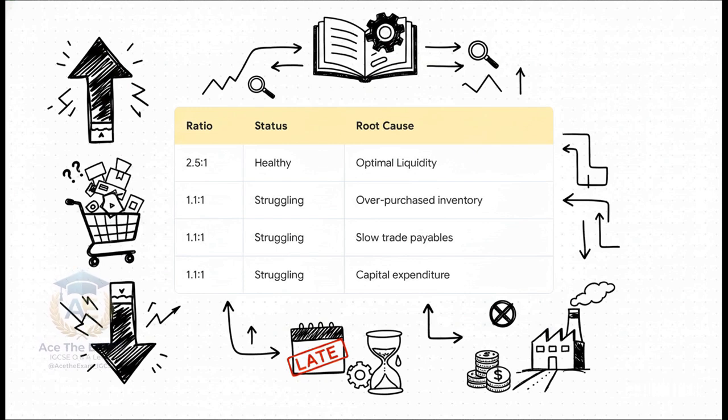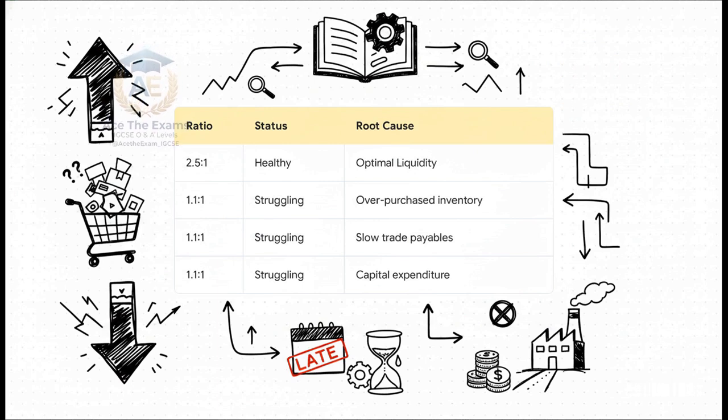Interpreting it, that is AO3 evaluation. If the current ratio, which measures liquidity, tanks from a super healthy 2.5 to 1 down to a struggling 1.1 to 1, a basic student simply states, it went down. But an A-star analyst asks, why?